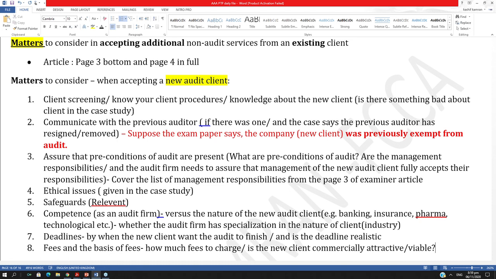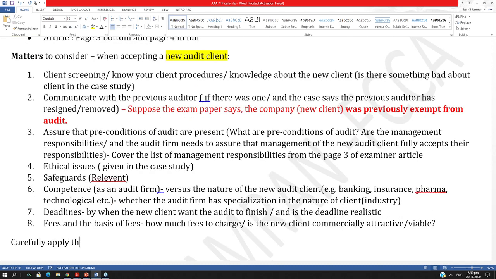So if a question comes in the exam paper, matters to consider when accepting a new audit client, this is the checklist, right? But you need to carefully apply this checklist to a case study, adapt the list above to the case given by the examiner.